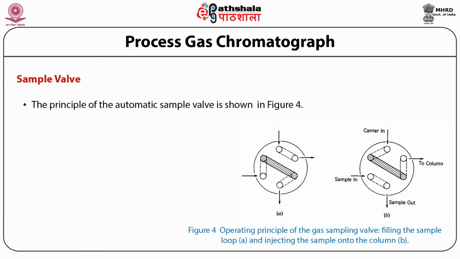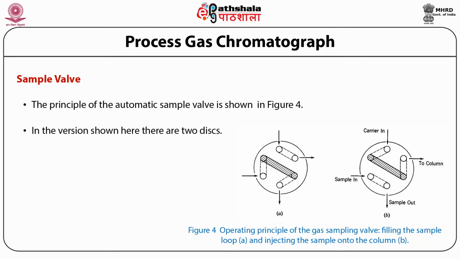The principle of the automatic sample valve is shown in figure 4. In the version shown here, there are two discs. The upper disc contains inlet and outlet tubes and the sample loop or tube that determine the size of the sample, usually about 0.1 to 1 ml of gas. This disc is normally made of stainless steel and its bottom face is polished optically flat. The lower disc is of PTFE and seals against the polished face of the upper disc.